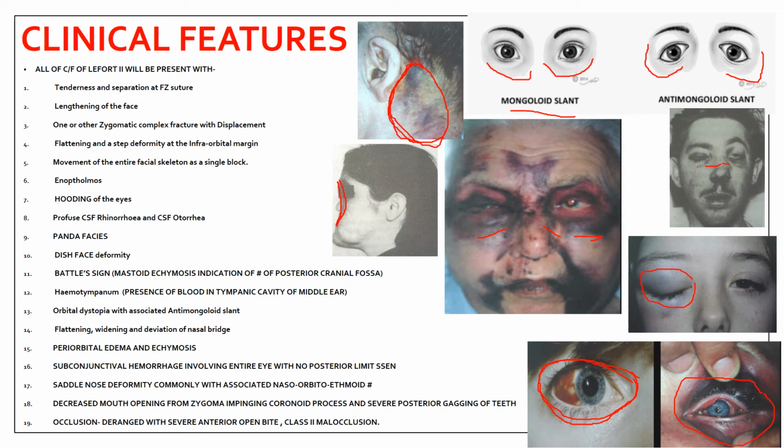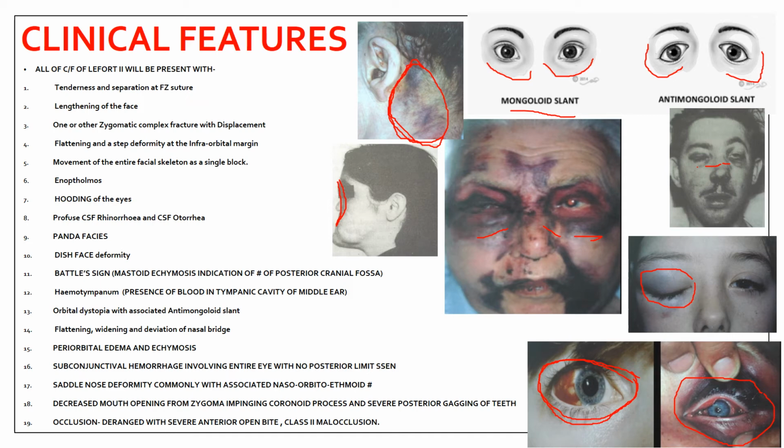Now moving on towards the clinical features. All of the clinical features that we saw in Lefort 2 will be present in Lefort 3 too. But now these are the extra things that you will see. First, there will be tenderness and separation of the frontozygomatic suture. We have seen the fracture line crossing the frontozygomatic suture, so there will be tenderness and separation of that suture. Then there is lengthening of the face. As you have seen, your facial skeleton is getting separated from the cranial base. Because of that, there is lengthening of the face.